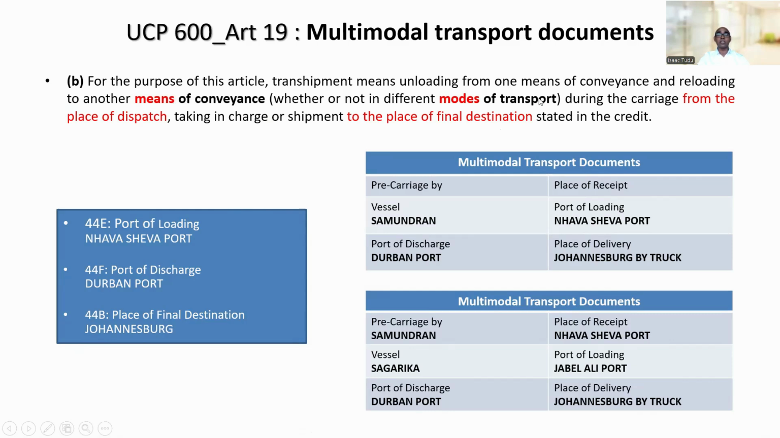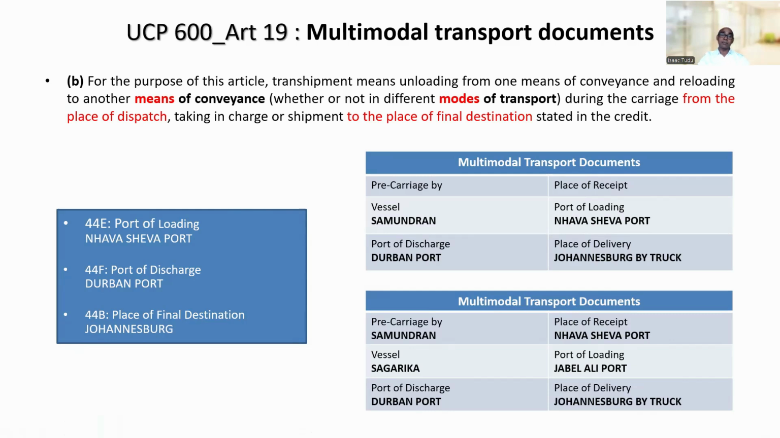In case the mode of transport is air, then the means of conveyance will be aircraft. So you can say that means of conveyance indicates vessel, aircraft, truck, etc., depending on the mode of transport. We have understood that mode of transport indicates the type and nature of the transport. For example, transport by sea, by air, by road, etc.